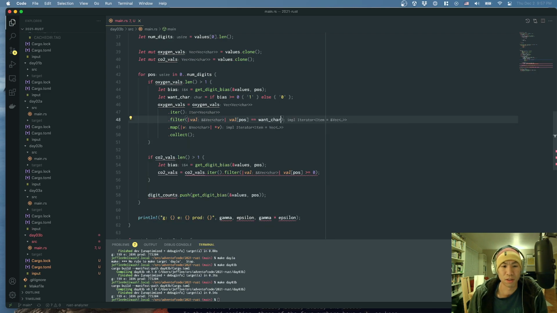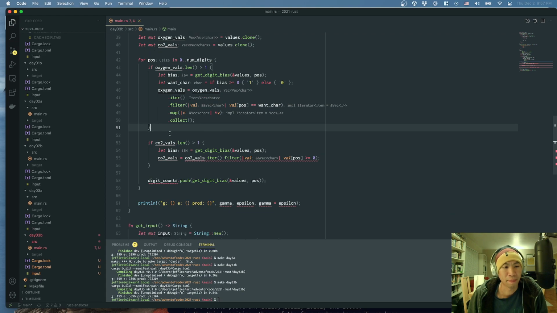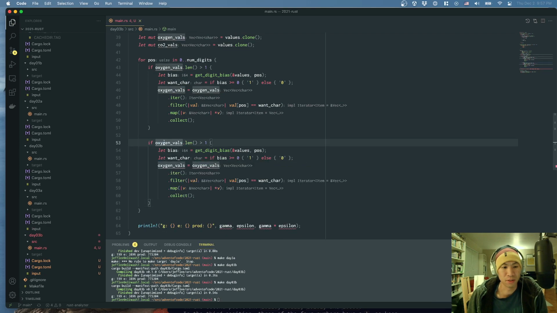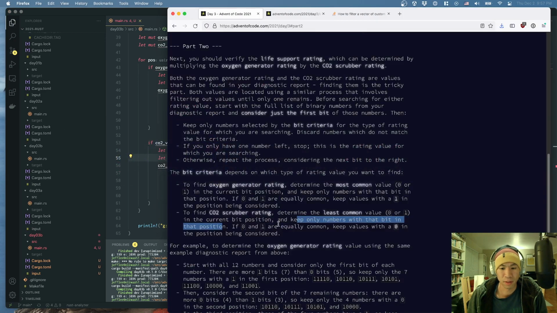And the character that we want can just go in there. And now we can copy this over to the CO2 values. And we're interpreting the bias exactly the opposite way. If the bias, that we want the least common value, right? If they're equally common, keep values with a 0 in that position.